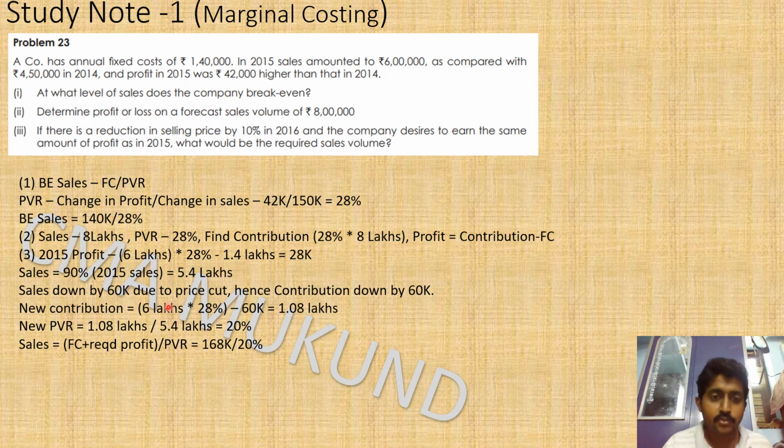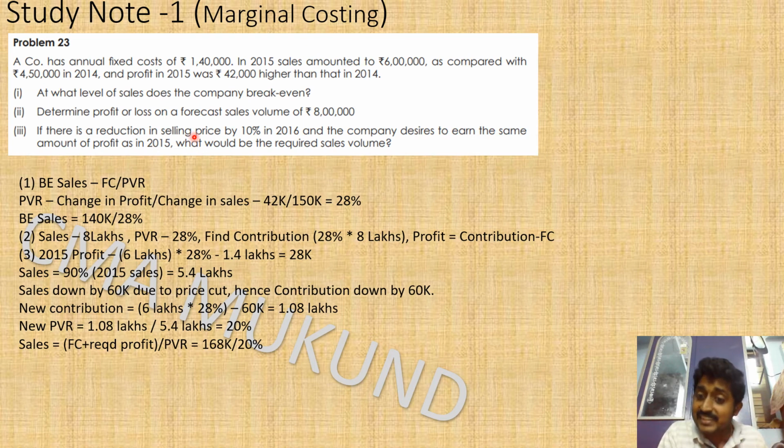Contribution will go down. So on 6 lakhs the PV ratio was 28% earlier. So 6 lakhs into 28 percentage, and now the contribution has gone down by 60,000 because sales has gone down by 60,000. It will not happen usually, but here, due to competitive pressure, the company is reducing the selling price by 10 percentage, and it is not touching the fixed cost at all. So fixed cost is remaining the same.